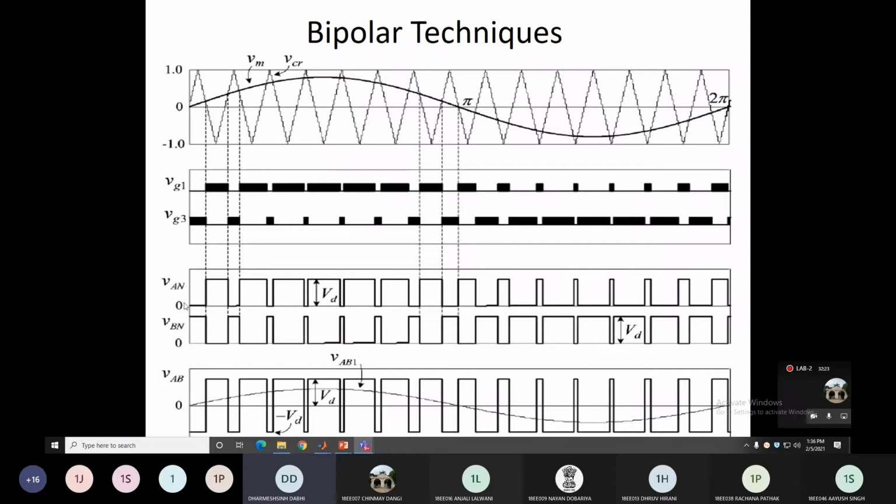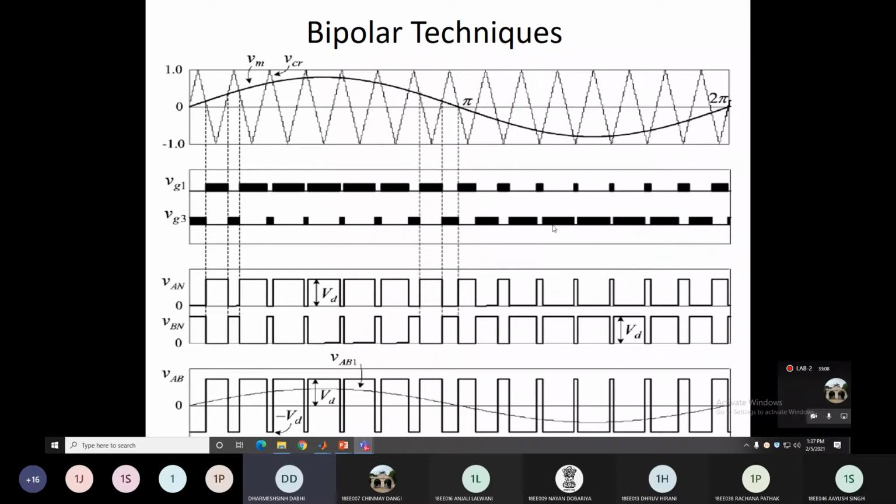Clear? So it means VAN and VBN are complementary. You get VAN when S1 and S2 are on, and you get VBN when S3 and S4 are on, when you apply the VG3 gate pulse. Clear? Or another way you can remember this, here the logic is what? When your reference signal is more than the triangular wave, at that time S1 and S2 are on, and exactly opposite, when your reference signal is less than the triangular wave, at that time S3 and S4 are on. It means you get the VG3. So you can see that the gate pulses VG1 and VG3 are exactly complementary.